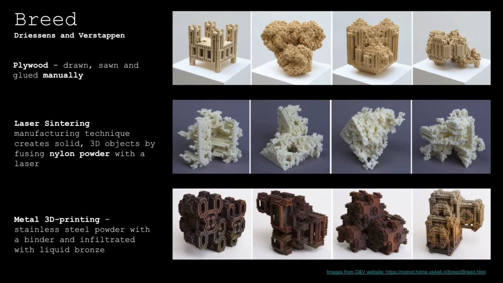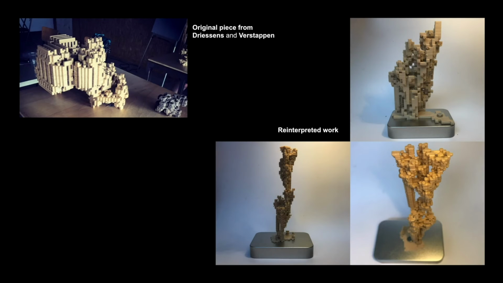Breed is a computer program that uses artificial evolution to grow sculptures. In this work, Driessens and Verstappen experimented with different industrial techniques to produce unique objects. During my project, I created my own unique computer-generated physical sculptures based on the output of an interactive video installation.